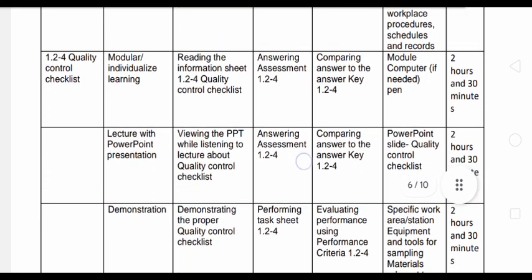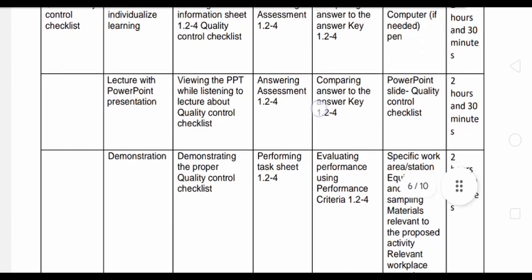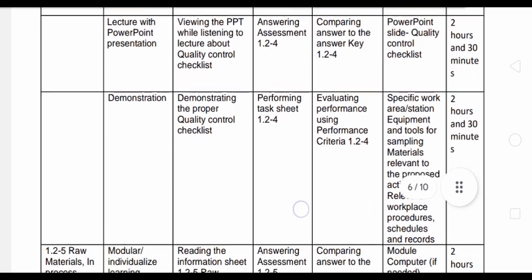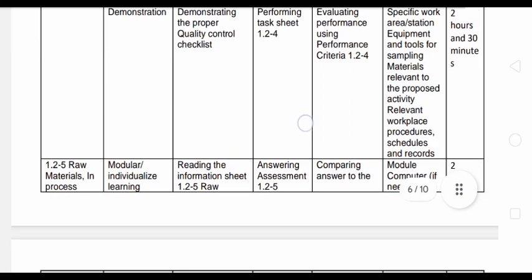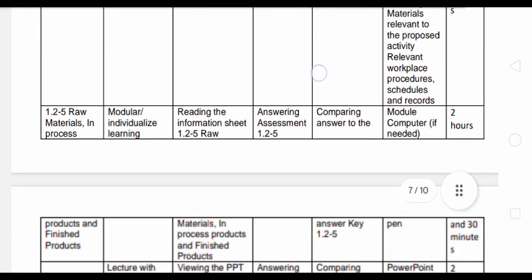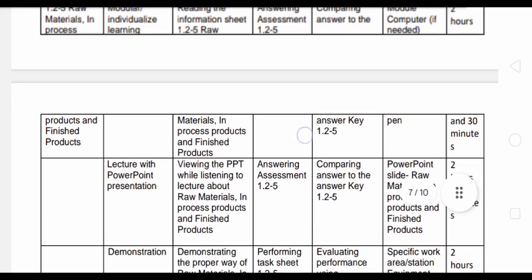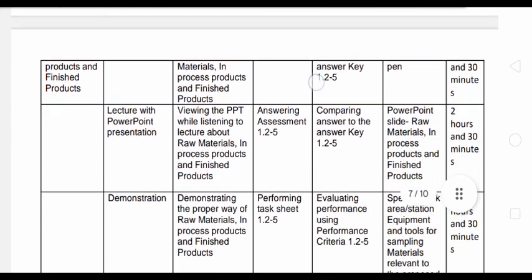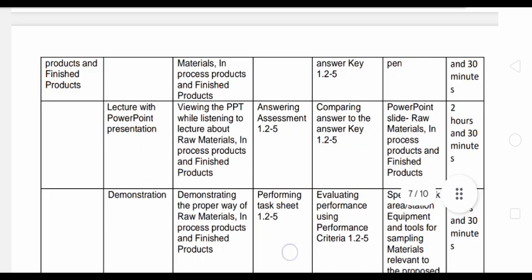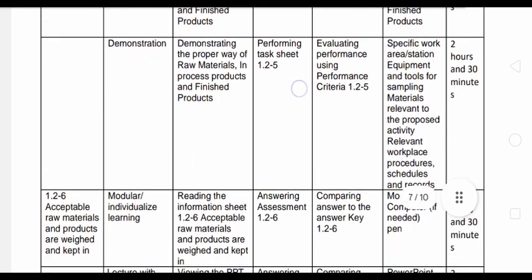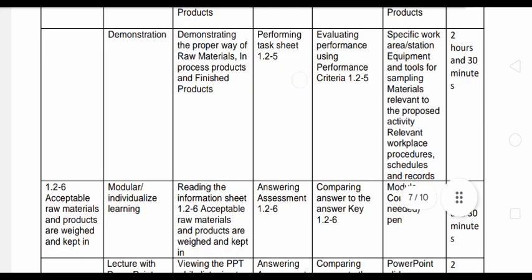Now for the resources column, you just need to indicate the learning materials that will help you to facilitate the training of learners. So, for modular instruction, the module, information sheet, and laptop or computer, if needed. And for the lecture with PowerPoint presentation, the PowerPoint slides about the required information.